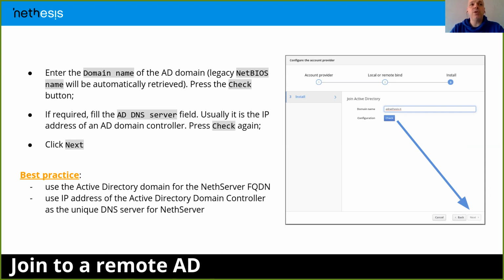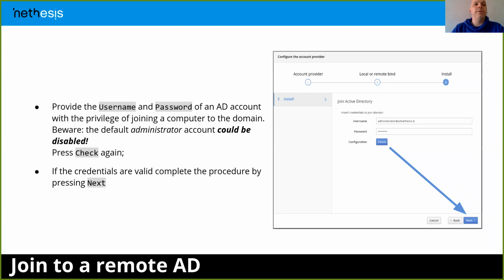Some useful hints. Use the Active Directory domain for the NetServer FQDN itself, and use the IP address of the Active Directory domain controller as the unique DNS server for NetServer. Then provide the username and password of an AD account with the privilege of joining a computer to the domain. In this phase, remember that the default administrator account could be disabled. If credentials are valid, complete the procedure by pressing Next. Once the procedure has been finalized, you'll see the read-only list of the AD users and groups.